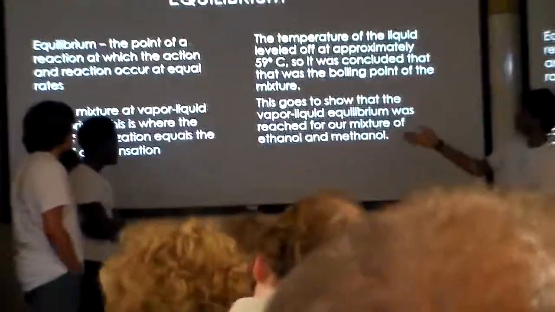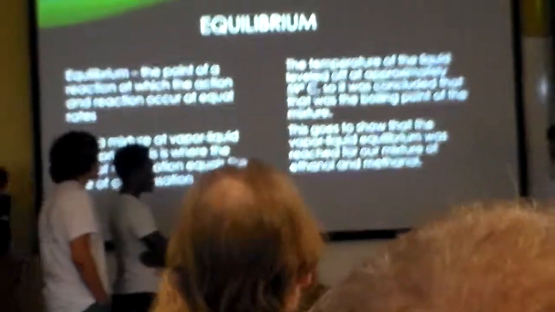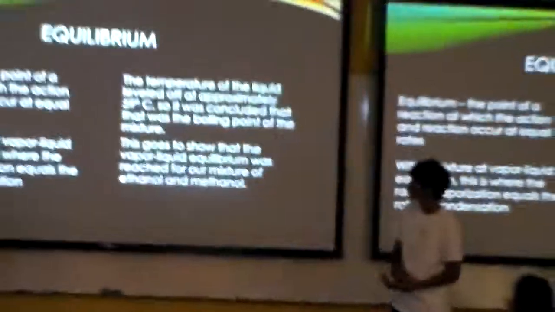So basically, the vapor-liquid equilibrium is where the rate of vaporization equals the rate of condensation. So there's no change at all. And we reached it for our ethanol and methanol mixture, and that was the boiling point.